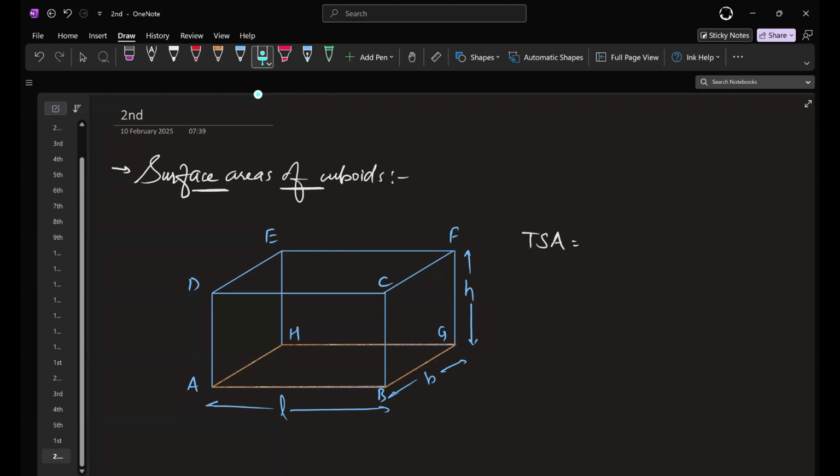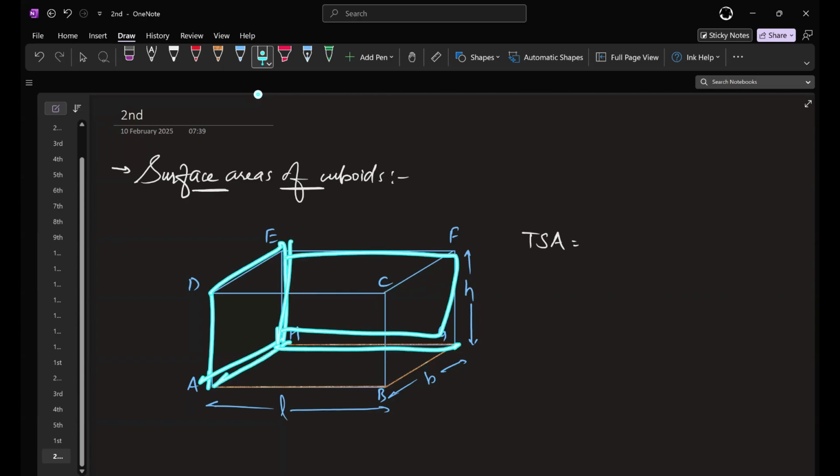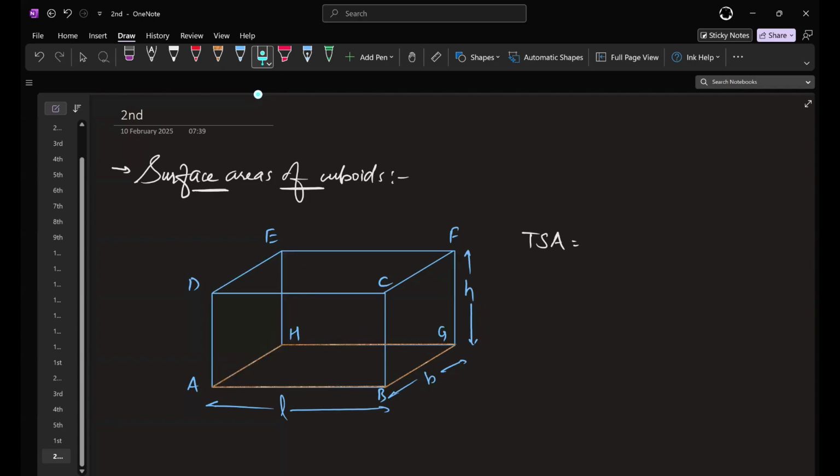So if we look at the cuboid in the same way, we will see six rectangles placed perpendicular to each other. The first one is ABCD, then DEFG, then FGBC. Three here, and three something like this. So these are the six faces that we can see. And for every face, for example, this face is exactly congruent with this face.